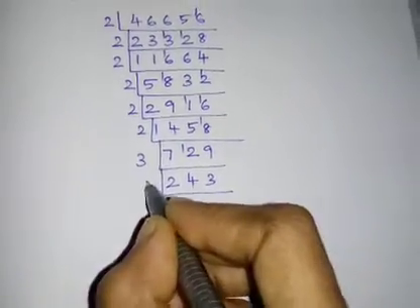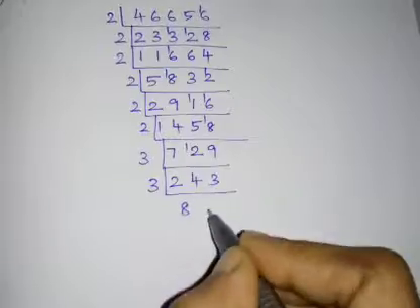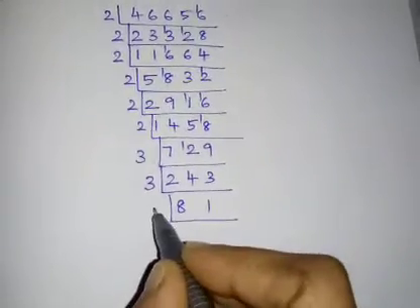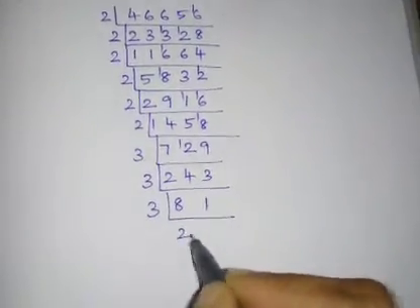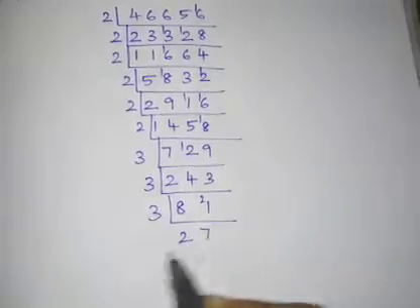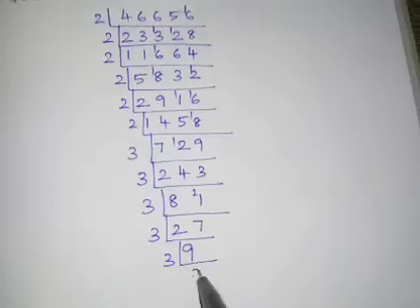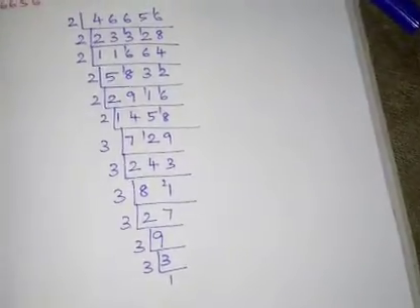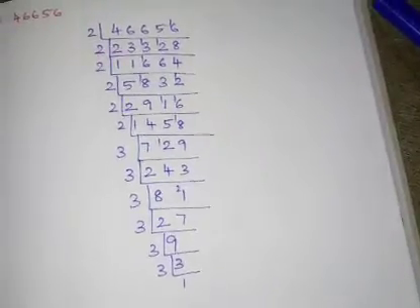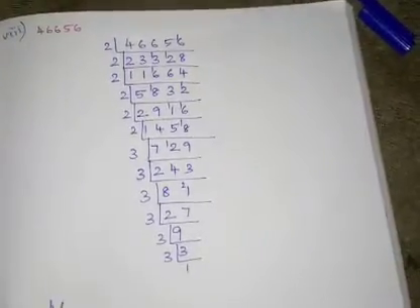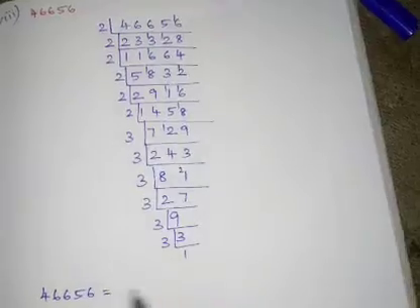Then again this comes in third table, 8 3s are 24, 8 1s are 8. Then again it comes in third table, 3 2s are 6, remainder 2, 7 3s are 21. Third table, 3 9s are 27, then 3 3s are 9, 3 1s are 3. So now this prime factorization has got over. Now we are supposed to write the prime factorization of this number.